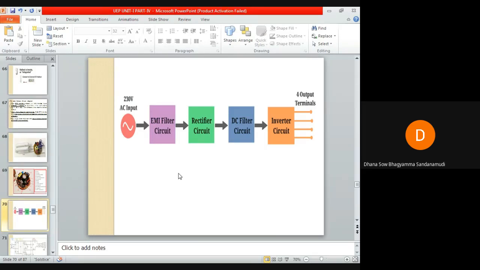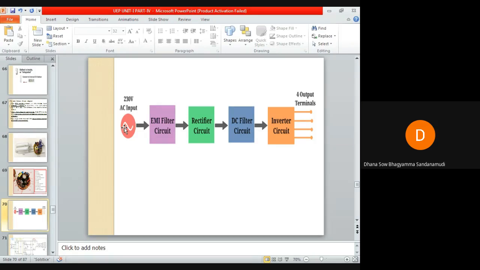Okay, so you can see here the ballast circuit consists of... this is the AC supply, so this is not part of the ballast circuit, this is the supply. In general, our domestic supply is 230 volt supply. Okay, so if you can see here, there are 4 blocks.